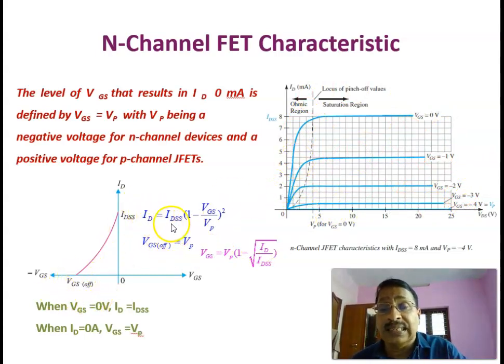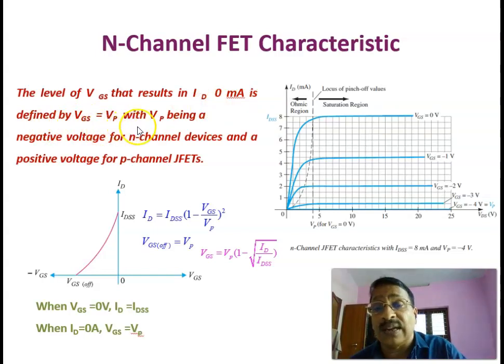and the corresponding relation is given by the transfer characteristic ID equal to IDSS into 1 minus VGS divided by VP whole square. Again, as I told you, this is Shockley's equation, the relation for transfer characteristics. Similarly, from this equation you can get VGS equal to VP into 1 minus root of ID divided by IDSS. That is the relation for VGS. For a different value of ID, you can calculate that one.